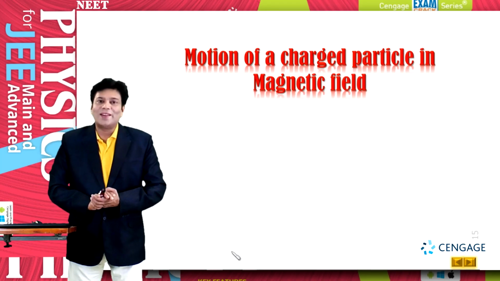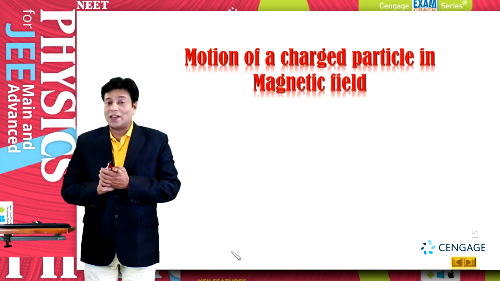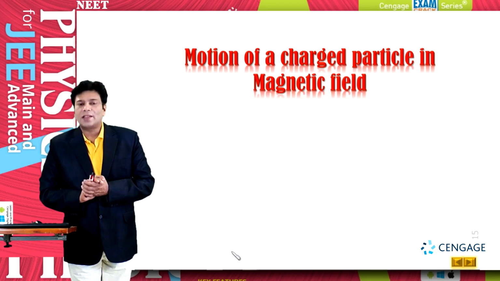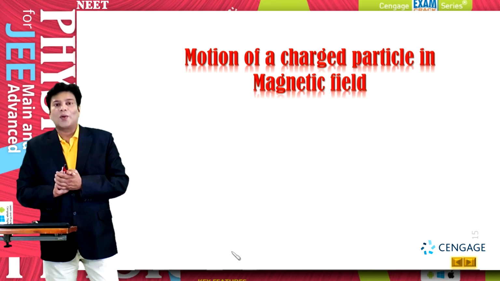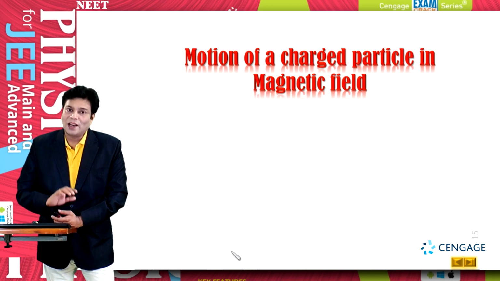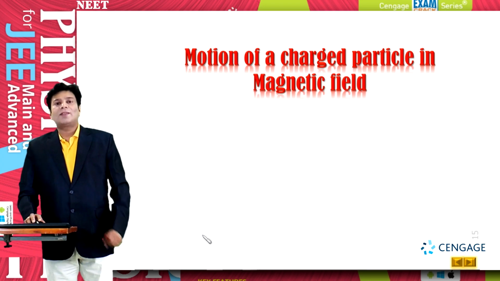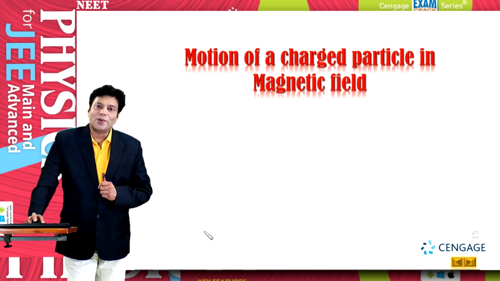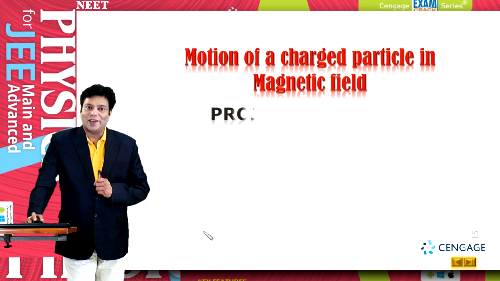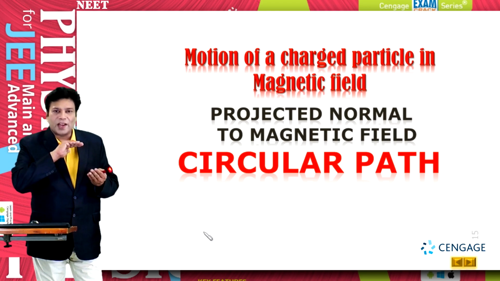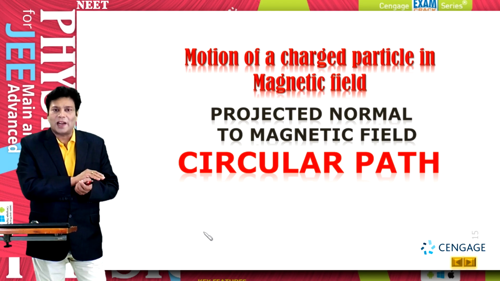In the previous section, we learned about the force on a charged particle moving in a magnetic field. In this section, we are going to discuss the motion of a charged particle in a constant magnetic field. To describe this motion, let us discuss a special case in which the velocity of the charged particle is perpendicular to the uniform magnetic field.